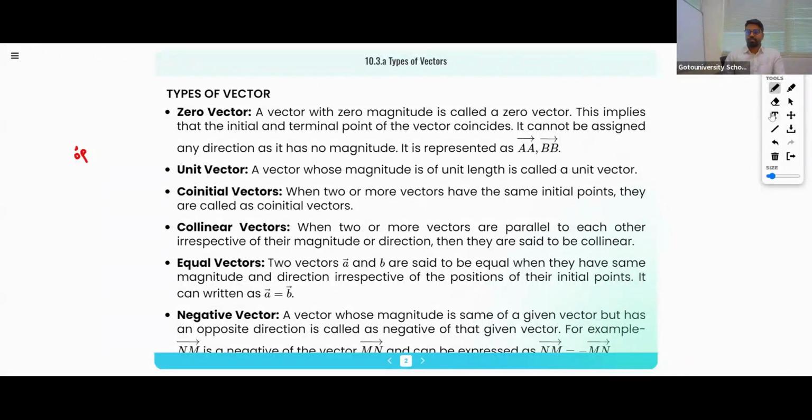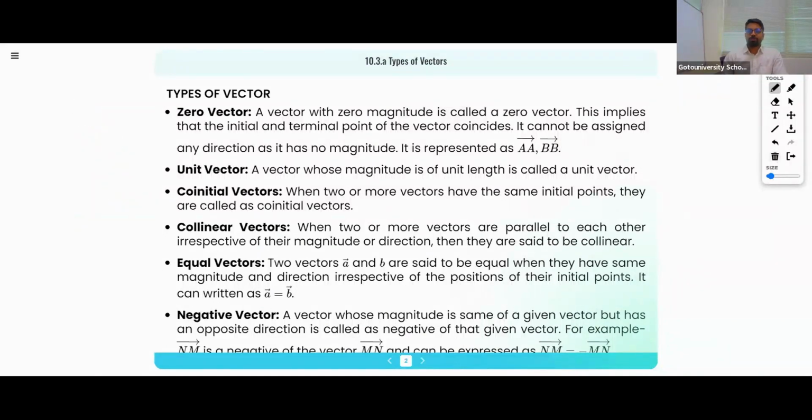Usually a zero vector is represented by the same letter for the beginning and the ending. So that is AA, BB, PP, or OO. Like this we indicate. So that is called zero vector.